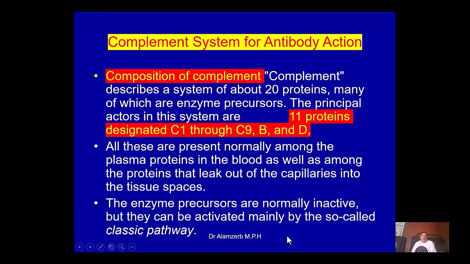The enzyme precursors are normally inactive. As I told you, in inactive form they are called enzyme precursors, but they can be activated mainly by a pathway which is called the classical pathway. Another pathway is also there, which is called the alternate pathway. By these pathways the complement system is activated.